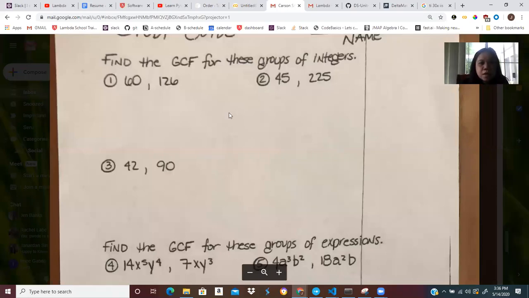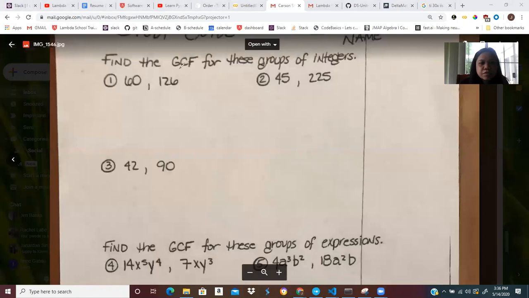All right, so for the last page, you have two numbers here that you need to find the GCF, greatest common factor. The first thing we need to do is find the prime factorization of 60 and 126. Okay, so we do it this way. First, we will make a factor tree.